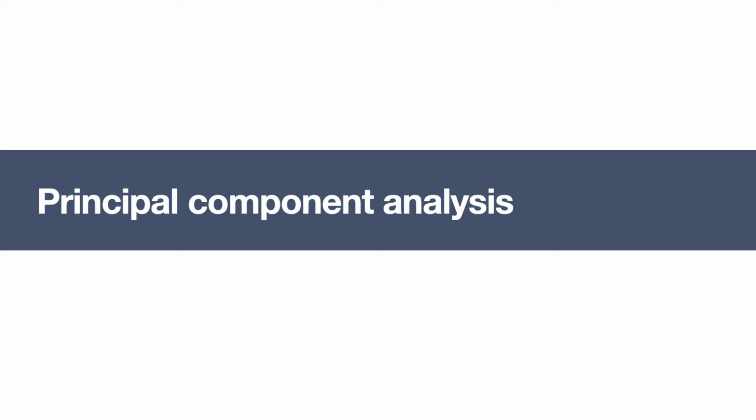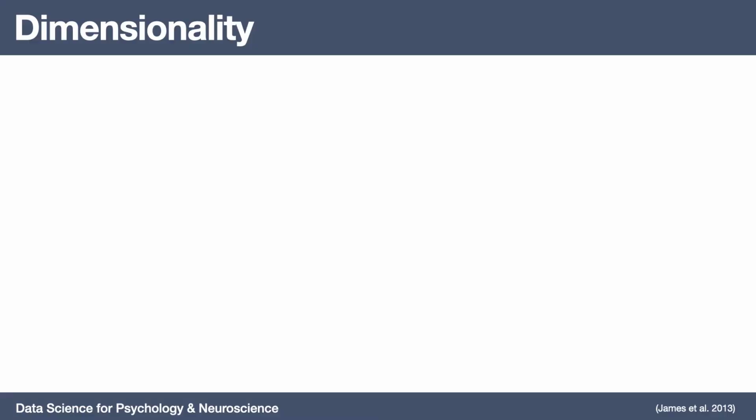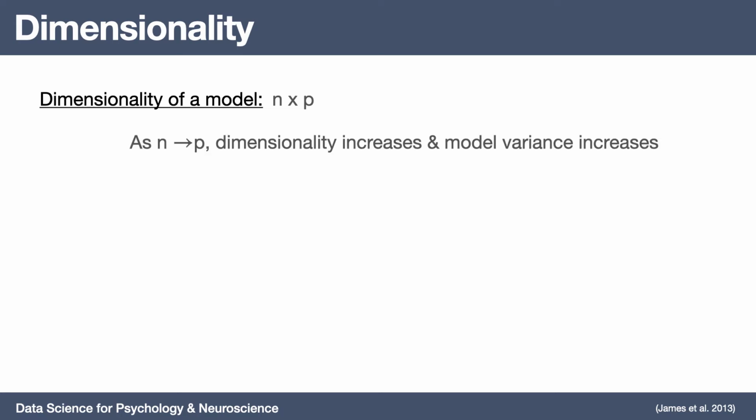PCA is a method for dealing with high-dimensional data sets. It's a way of reducing the dimensionality of a data set of interest. Now, as a reminder, when we talk about dimensionality, we're specifically talking about the relative proportion of observations to variables in your model. As n approaches p, or as you get as many variables as observations, the dimensionality increases, the model becomes more flexible, its variance increases.